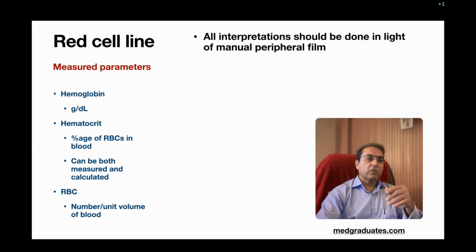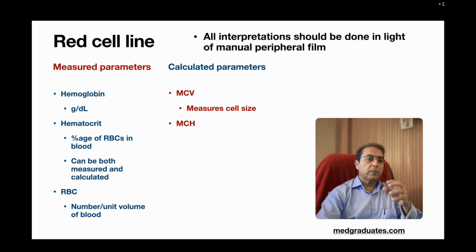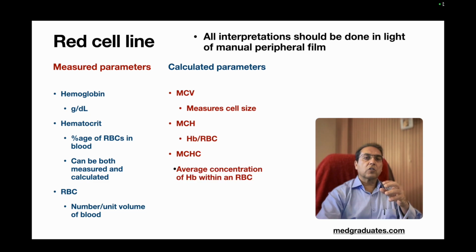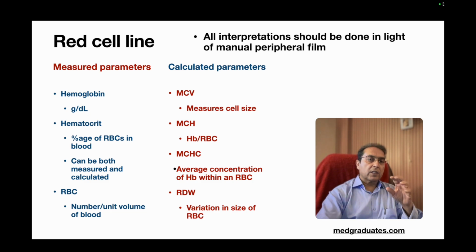These are measured values. Then we've got calculated parameters like MCV, which tells us about the size of the cell, and then you get the MCH, which tells us about the hemoglobinization of the RBC, and then MCHC tells us about the average concentration of hemoglobin within an RBC. And then finally we've got the red cell distribution width, which tells us about the variation in the size of the RBCs, that there are multiple populations available in the circulation. They may be small RBCs and they may be large RBCs. So this is red cell distribution width.